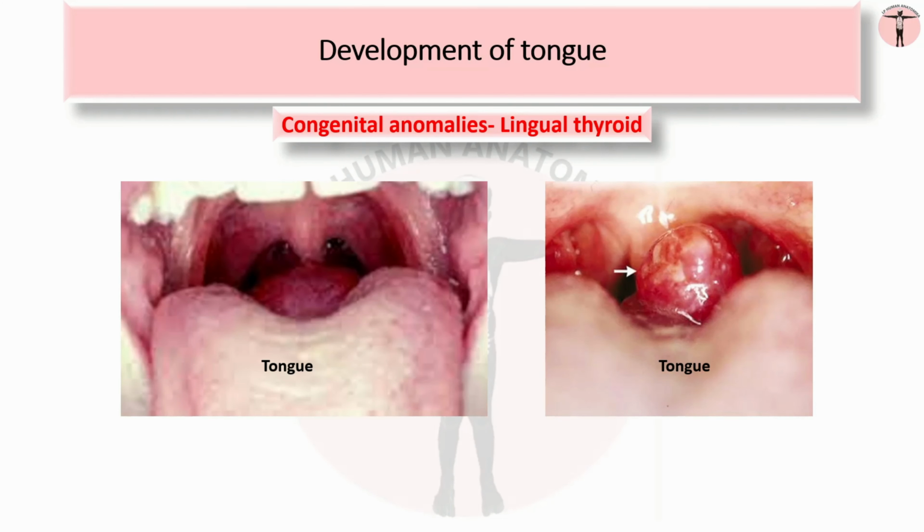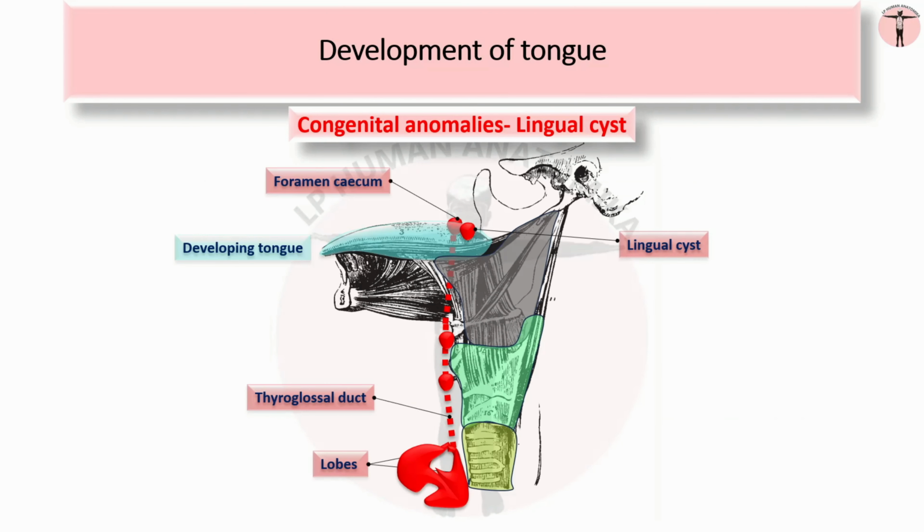Lingual thyroid is formed when the thyroid tissue is arrested under the mucosa or in the muscles of the tongue. Thyroglossal duct cyst occurs when the remnants of the thyroglossal duct remain at the base of the tongue. This is called the lingual cyst. With this, we have completed the development of the tongue and its congenital anomalies.